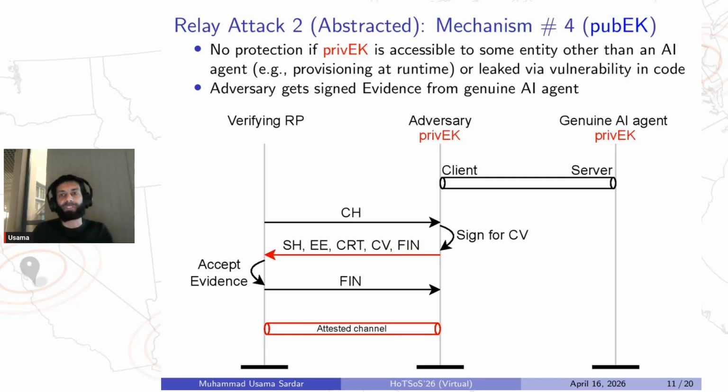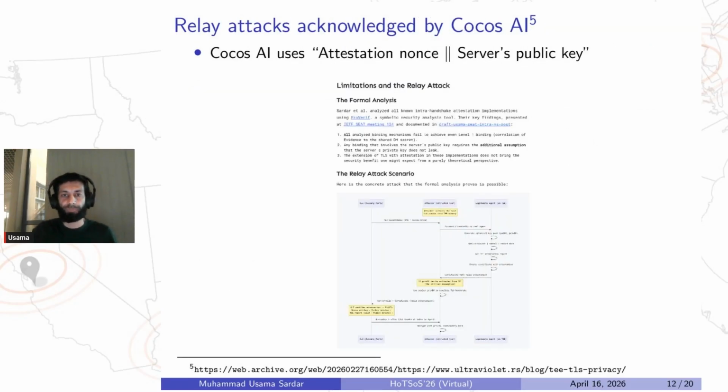The second attack is basically that, with mechanism number 4, which I described, the public key of the server, if the private key corresponding to that key is leaked, there is another problem: there is no binding to that underlying connection. That's why the adversary can still do the relay attack in this case. This attack requires that private key to be leaked, which is still possible using side-channel attacks because the adversary is in full control of the whole machine.